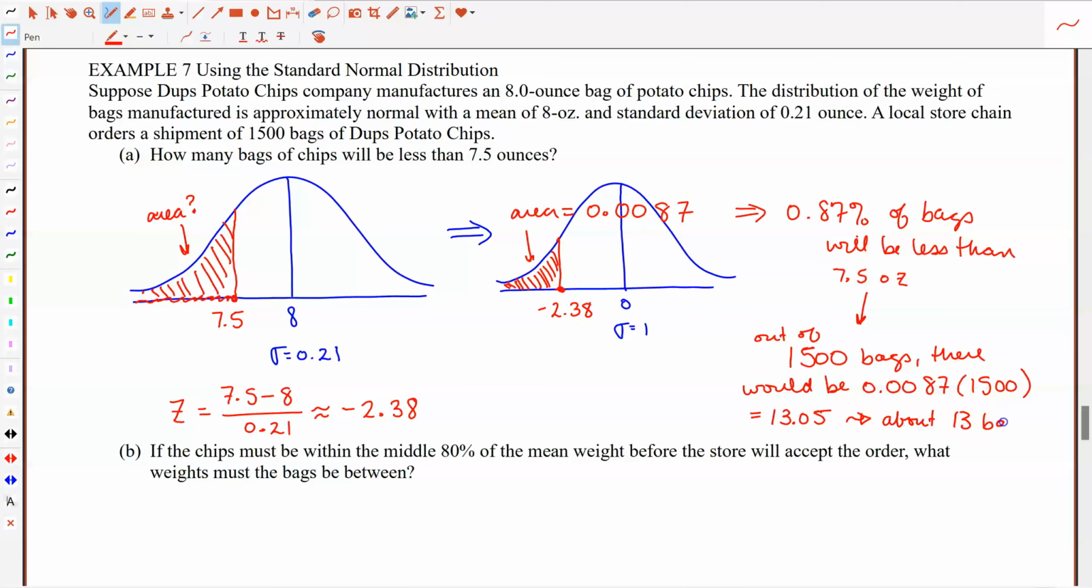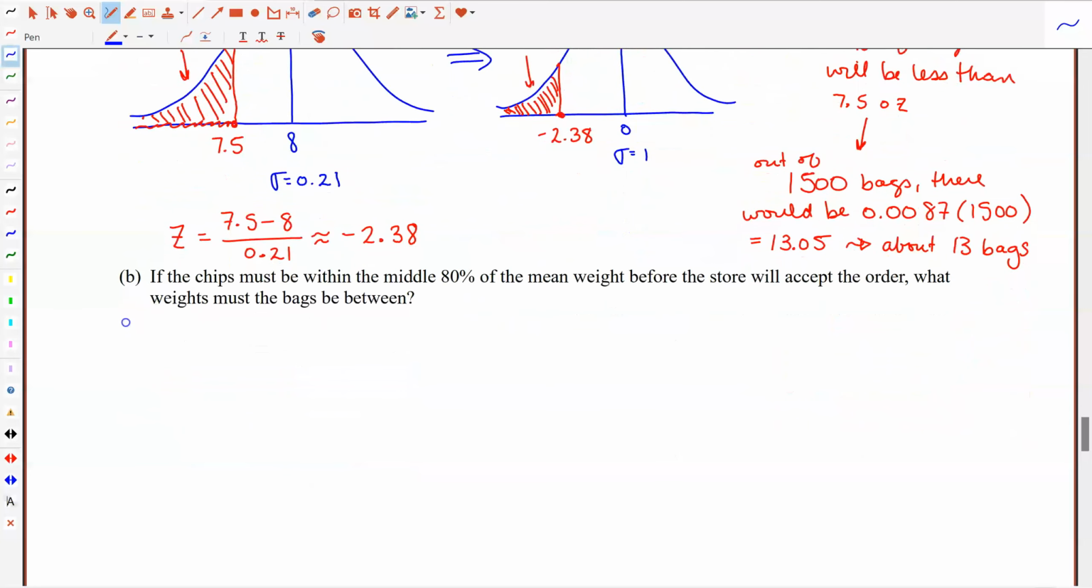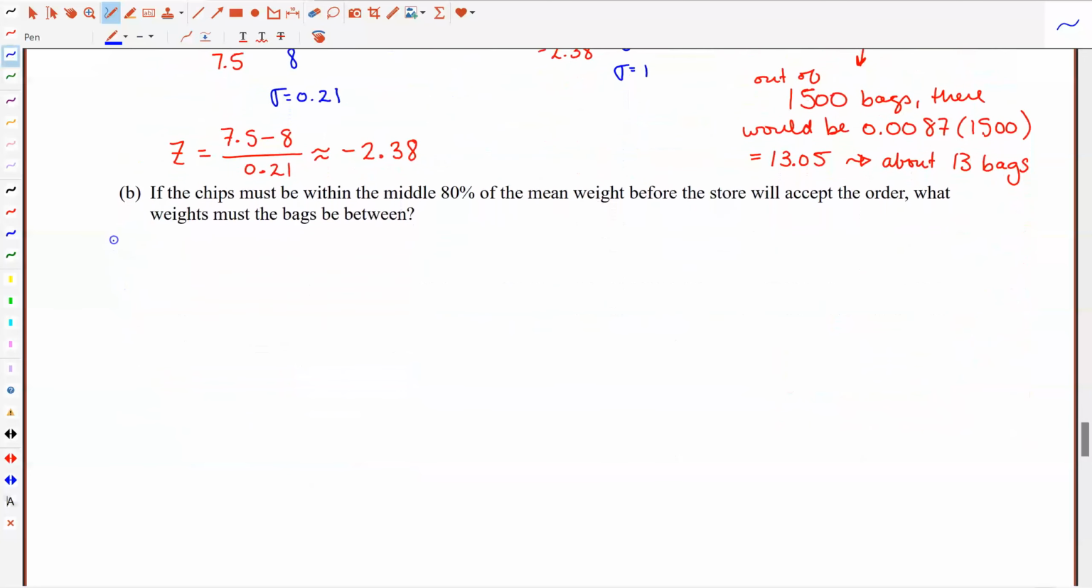Out of the order would be less than the 7.5 ounces. So remember that the area under the curve is giving us a probability, or you can interpret it as giving us the percentage or the proportion of items that fit a certain characteristic. And in this case, we were analyzing in terms of the percentage of items that met a characteristic, and the characteristic we're tracking here is less than 7.5 ounces. So let's take a look at this next one.